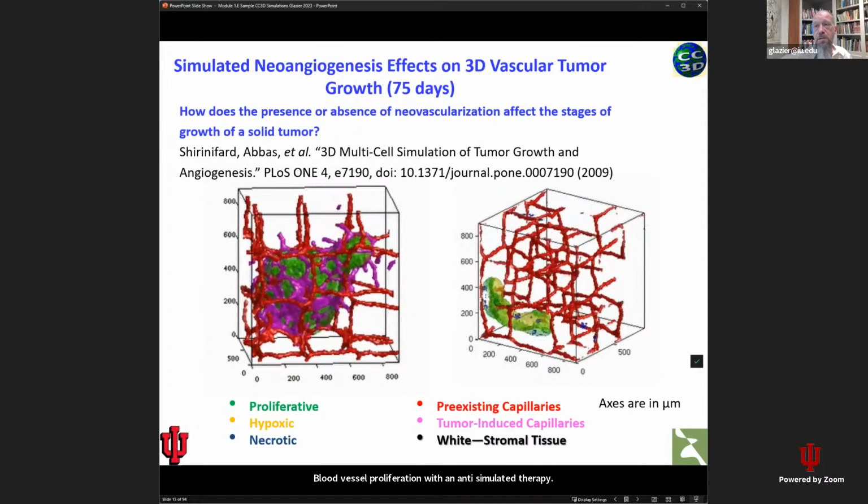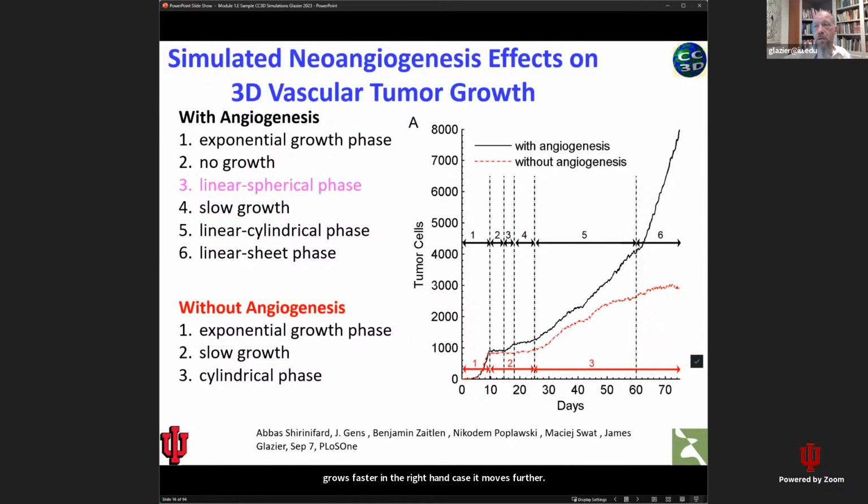In both cases, the tumor grows. In the left-hand case, it grows faster. In the right-hand case, it moves further. We can compare the growth in these cases. This is tumor volume versus time. In both cases, as I say, the tumor grows, but the pattern of growth is different and the domains of growth are different. And so these are the kinds of questions we might begin to address and think about asking if we want to understand what's the meaning of our simulation.